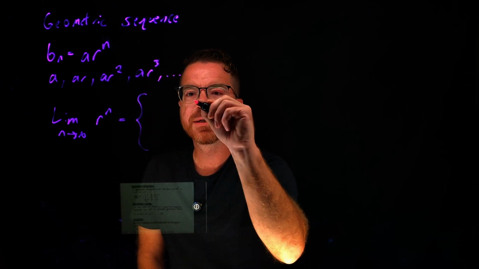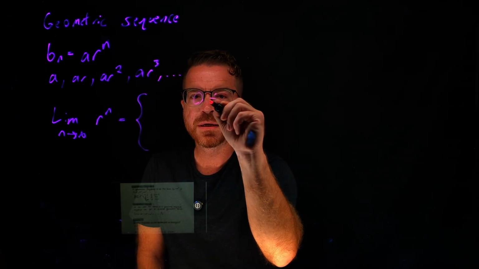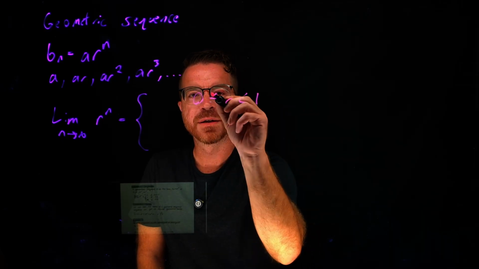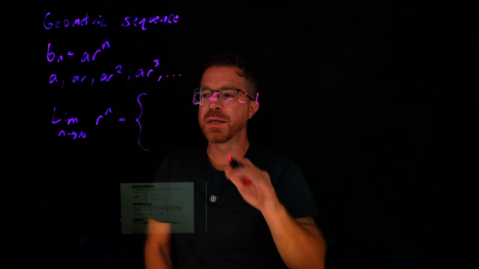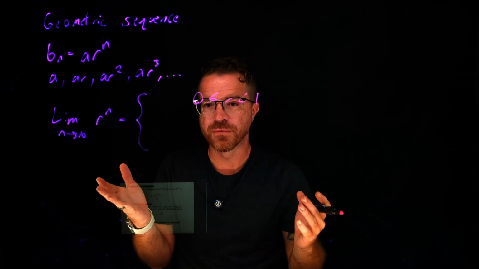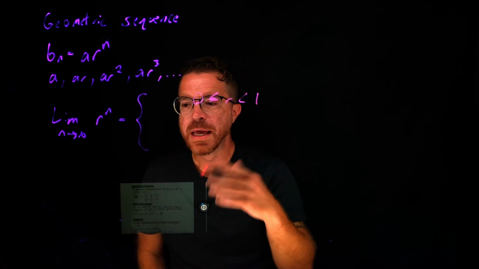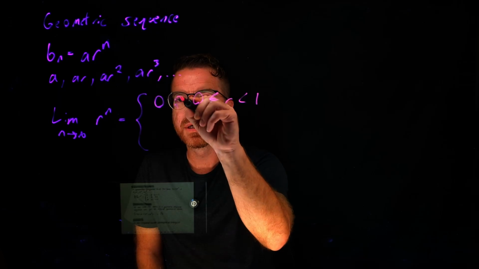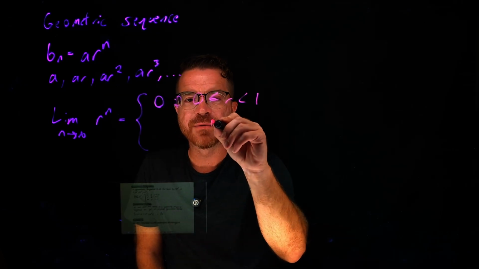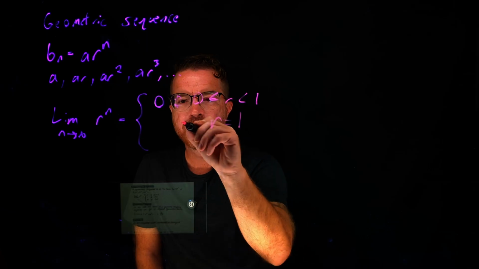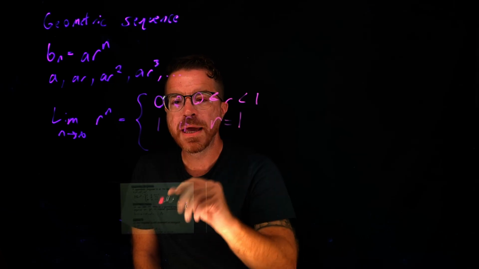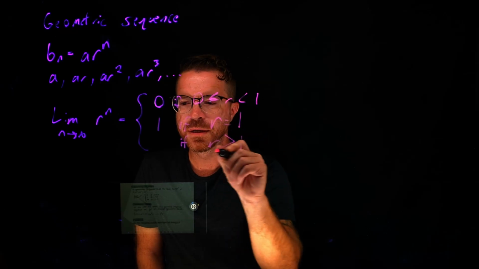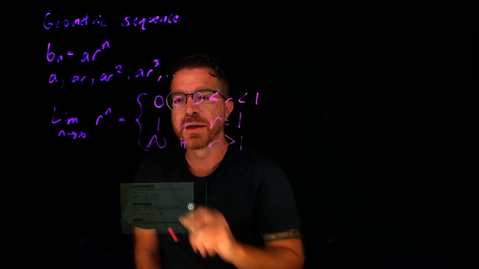We have to consider the case when r is between 0 and 1, not inclusive. So in this case, you have values that are a fraction or a decimal between 0 and 1, and the limit is going to be 0. If we have that r is equal to 1, then we will get 1, and if our r is greater than 1, this means that it will approach infinity.